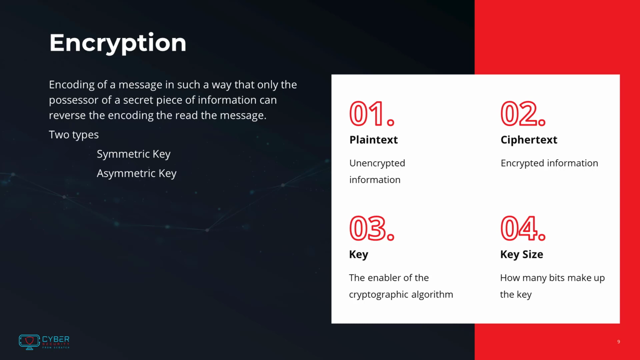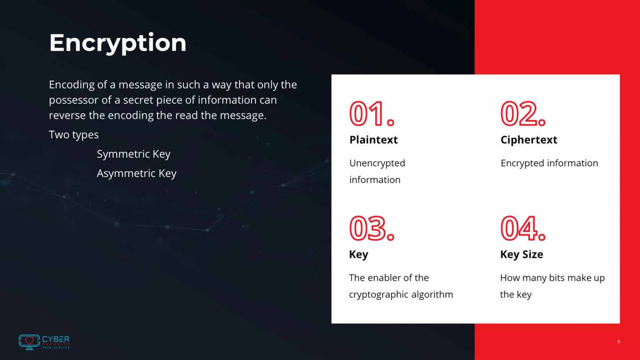There's a couple concepts involved in encryption. First is the idea of plain text, which is simply the unencrypted information. Next, we have ciphertext, which is the message after it has been encrypted. Then we have a key, which is an enabler of the cryptographic algorithm. And then we have key size, which is how many bits make up the key. And this provides a large measure of the security of the algorithm, because the best secure algorithm in the world, if it has a small key size, it just makes it a lot easier to guess the possible combinations. But if you have an unfeasibly large key size, it makes it a lot harder to iterate.